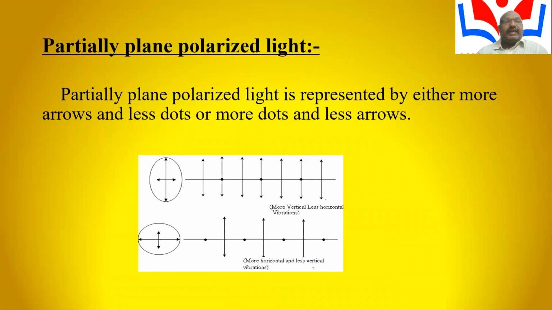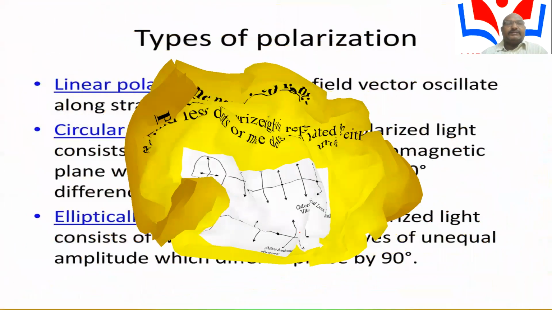Partially plane polarized light is represented by either more arrows and less dots, or more dots and less arrows. So here it is either more arrows and less dots, or more dots and less arrows. This is called partially plane polarized light.